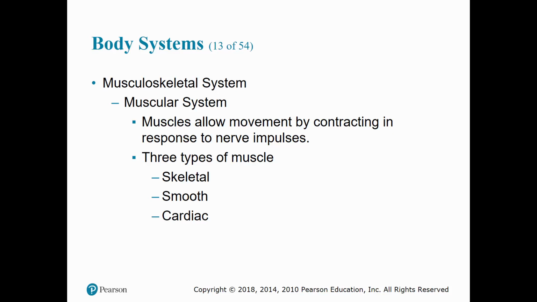The final type of muscle is cardiac muscle. These muscles are exclusive to just our heart. And the great thing about cardiac muscle, and we'll cover this more in detail when we get to our cardiovascular chapters, is that it has the property known as automaticity, which means it generates its impulses on its own.